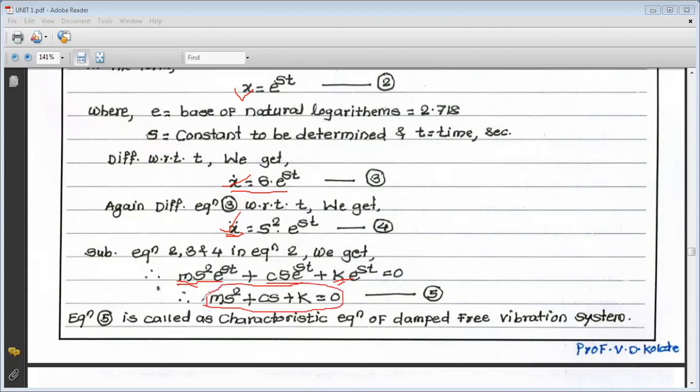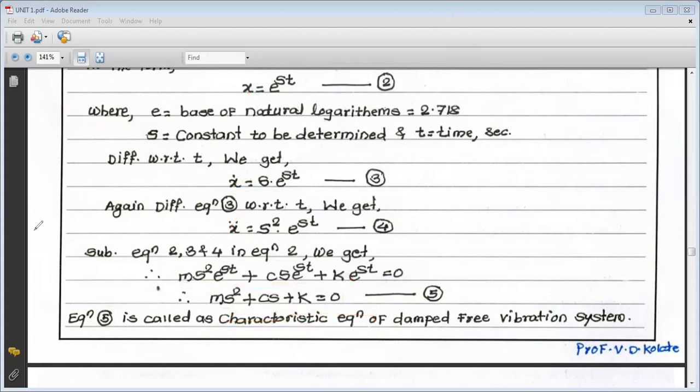So this equation number 5, m s square plus c s plus k is equal to 0, is called the characteristic equation of damped vibration. Now we have seen two equations. One is m x double dot plus c x dot plus k x is equal to 0. This is the fundamental differential equation of motion for damped free vibration. And m s square plus c s plus k is equal to 0 is called the characteristic equation of damped free vibration.